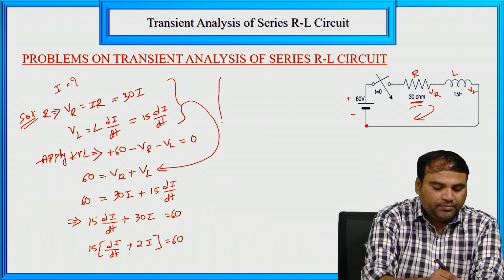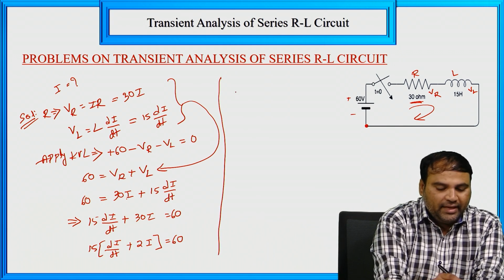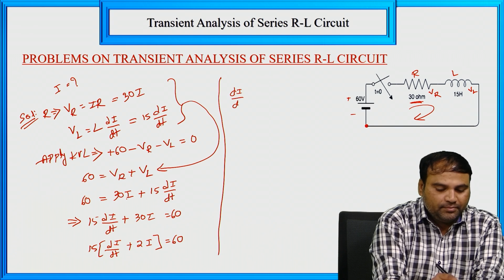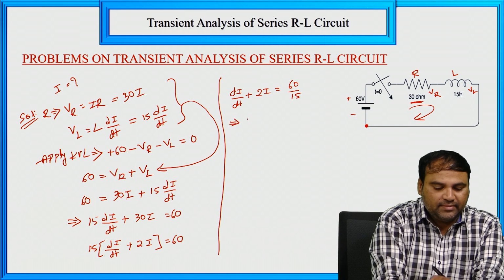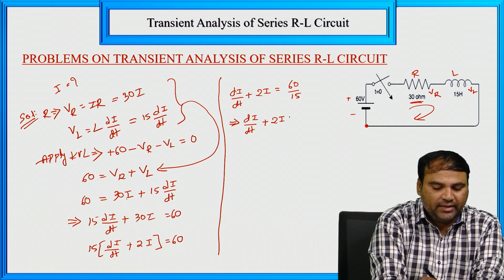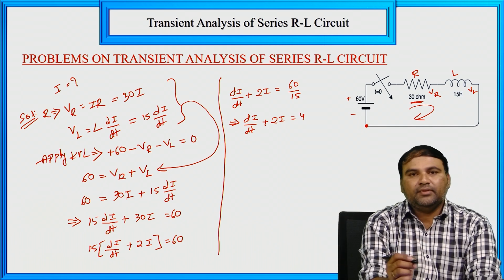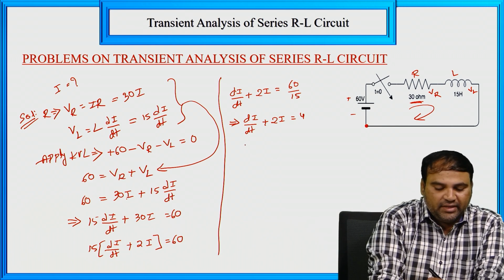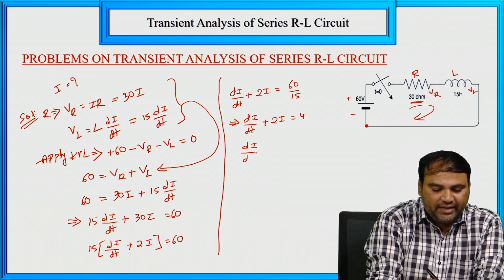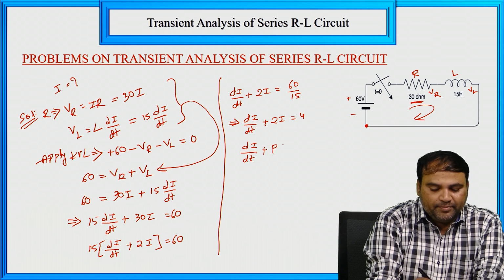So di by dt plus 2i equal to 60 divided by 15. Here the equation is di divided by dt plus 2i equal to 4. This is a first order differential equation. This equation looks like di by dt plus Pi equal to Q.